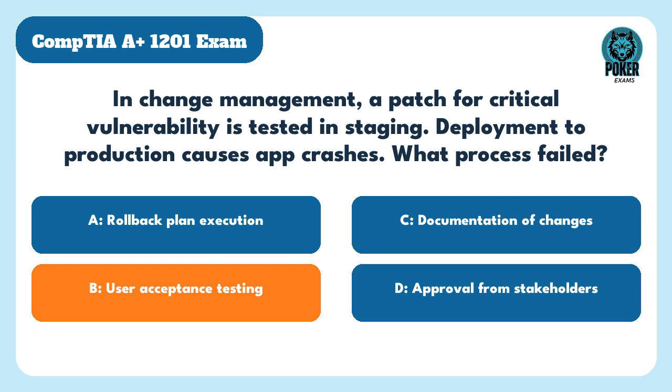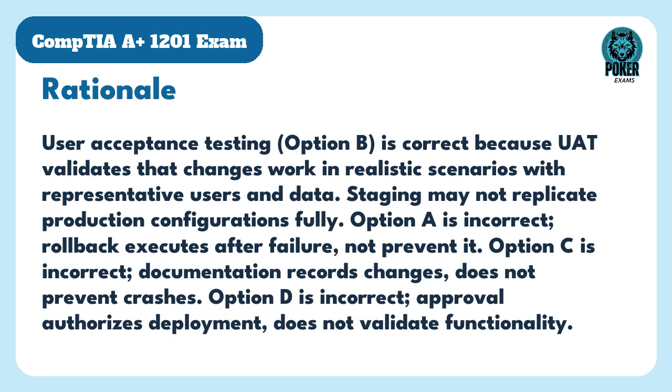The correct answer is B. Rationale. User acceptance testing, option B, is correct because UAT validates that changes work in realistic scenarios with representative users and data. Staging may not replicate production configurations fully.